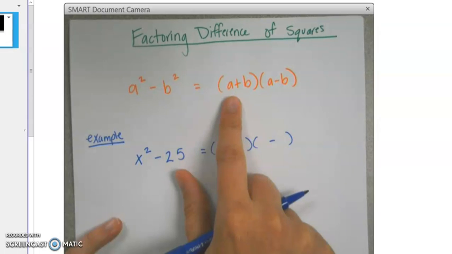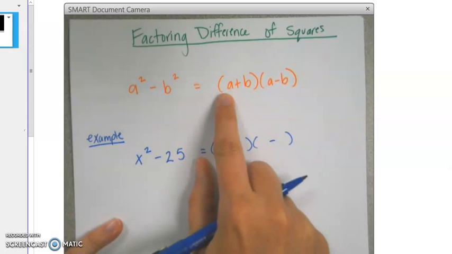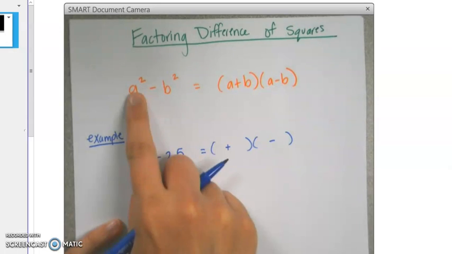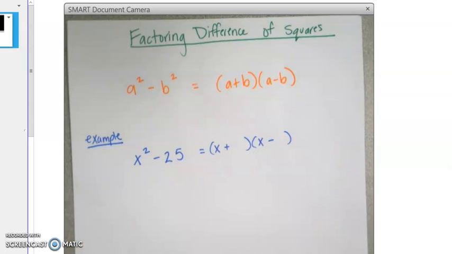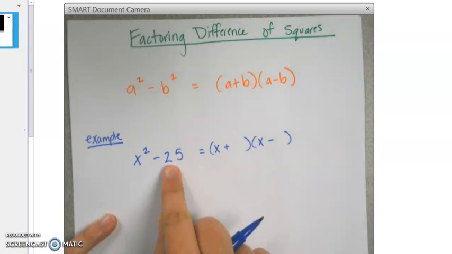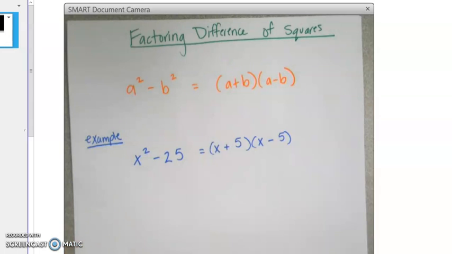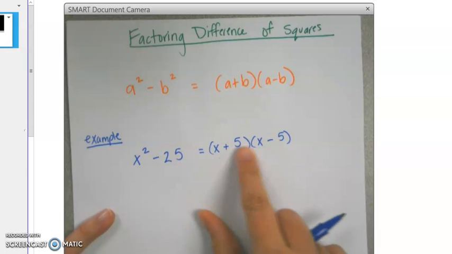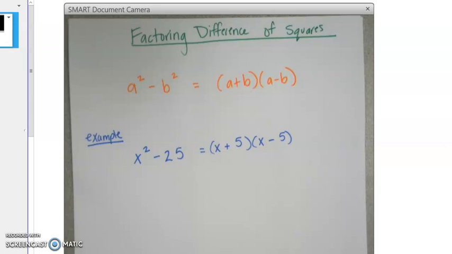Now, where do these two factors come from? a is the square root of a squared. So a times a made a squared. So here for x squared, x times x makes x squared. And here, b times b made b squared. For 25, 5 times 5 is going to make 25. So notice your factors are always the same. One gets a plus, one gets a minus. All right, let's do another one.